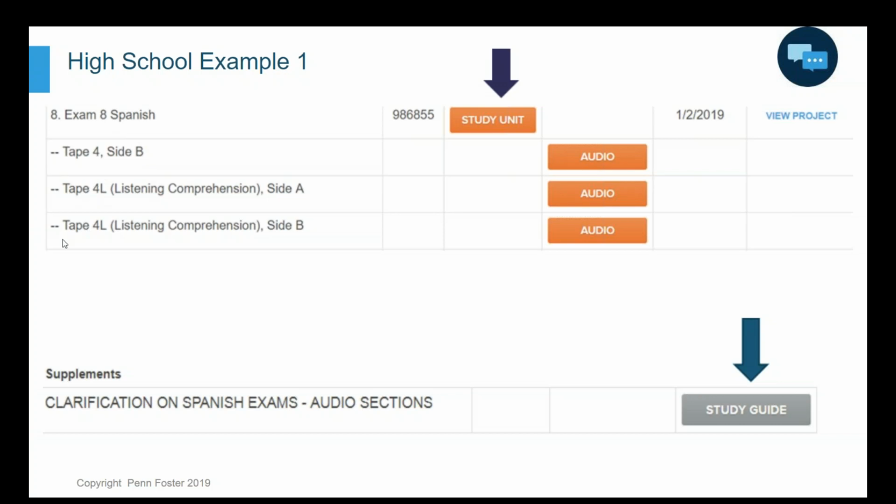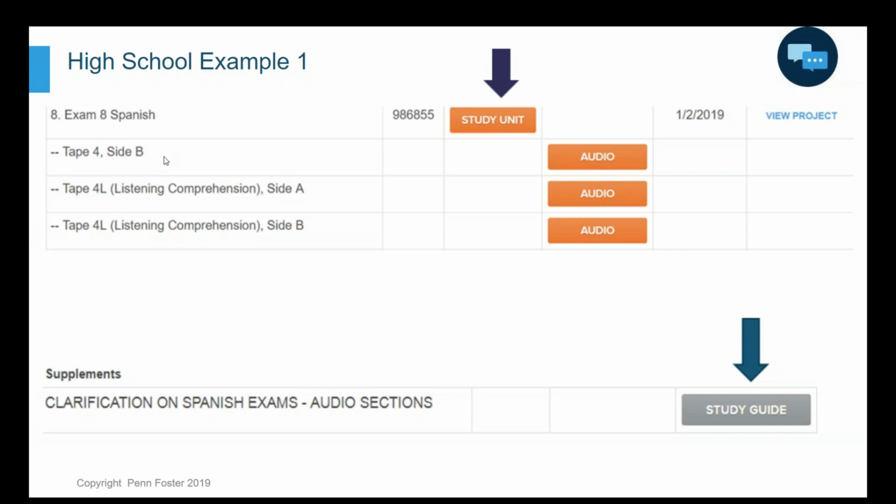You additionally, on some of the lessons, will see the tape 4L, listening comprehension, side A or side B. So please make sure you know the difference between 4 and 4L in this case. 4L will be used strictly for the exam, whereas tape 4 will be used for any of the lesson content.